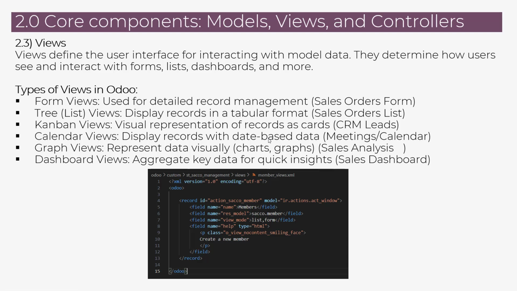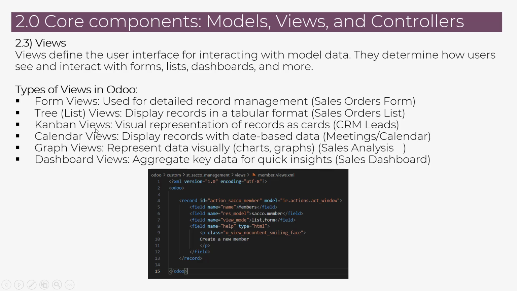So then next is the views. Views define the user interface for interacting with model data. They determine how users see and interact with forms, lists, dashboards, and more. So there are different types of views. Form views are used for detailed record management, for example, the sales order form. There is a tree view, or the list view, which also displays records in a tabular format like the sales order list.